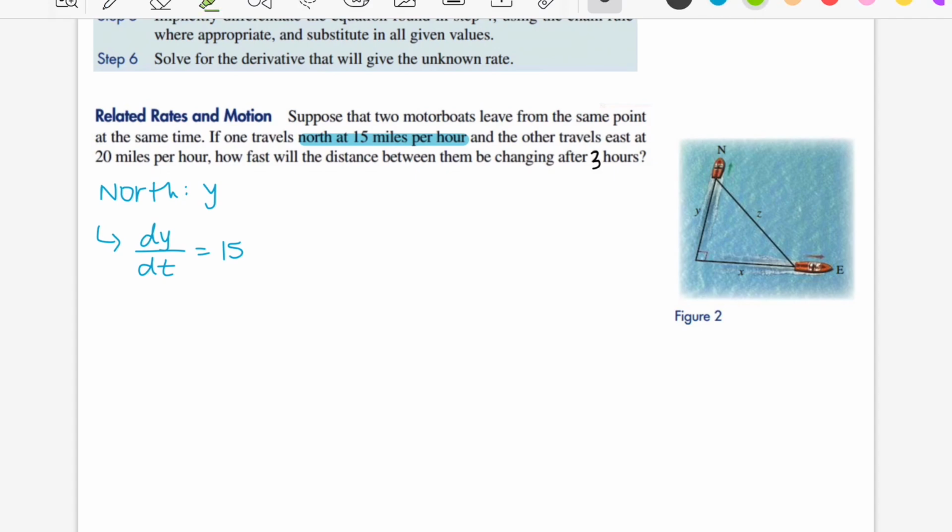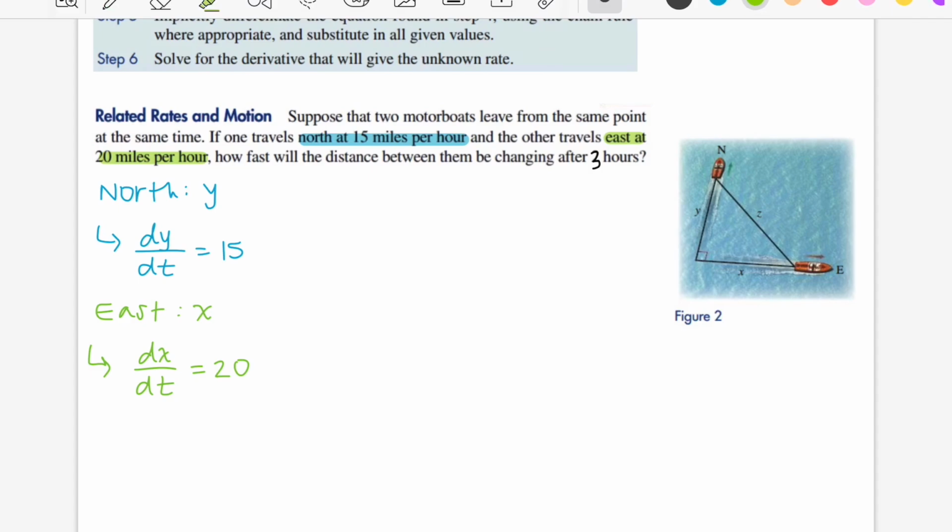Similarly, we're told that the other boat is traveling east at a rate of 20 miles per hour. And from our diagram here, east is in this direction, and our x value represents the distance this boat is from this point at some given time. So x again is going to be a function of time. And the rate that distance is changing is 20 miles per hour.